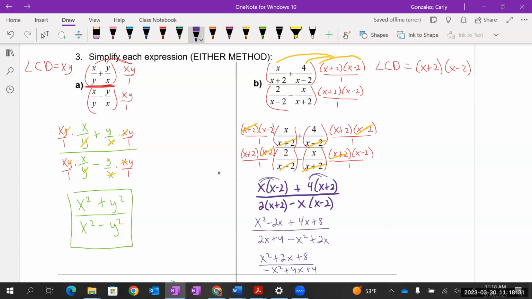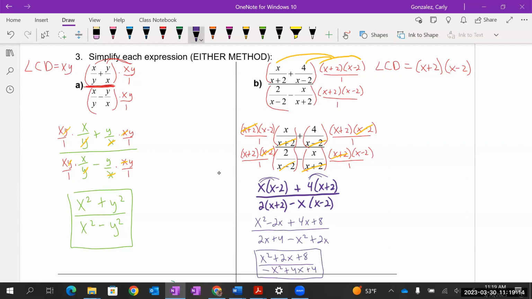So we have to be careful because we want to make sure we factor if we can. So we might see, okay, well, what multiplies to 8 and adds to 2? Oh, maybe 2 and 4. But because it's multiplying to a positive 8, they would have to both be positive or both be negative, and either way they will not add to 2. So technically speaking, we're done as soon as we see that the numerator does not factor.